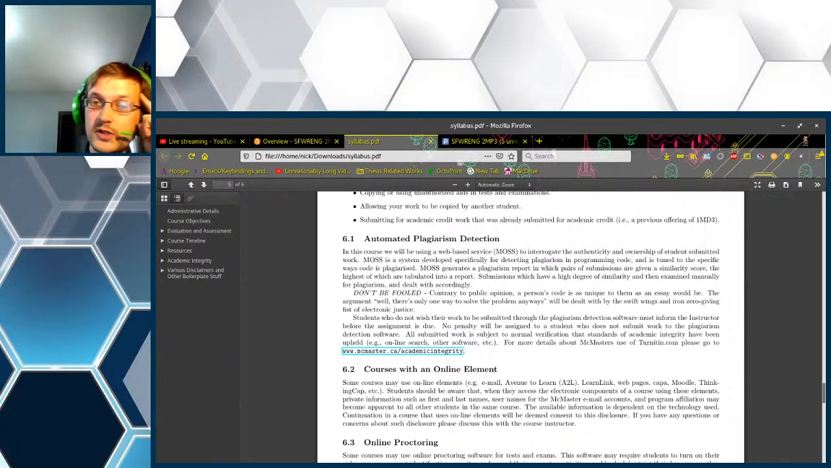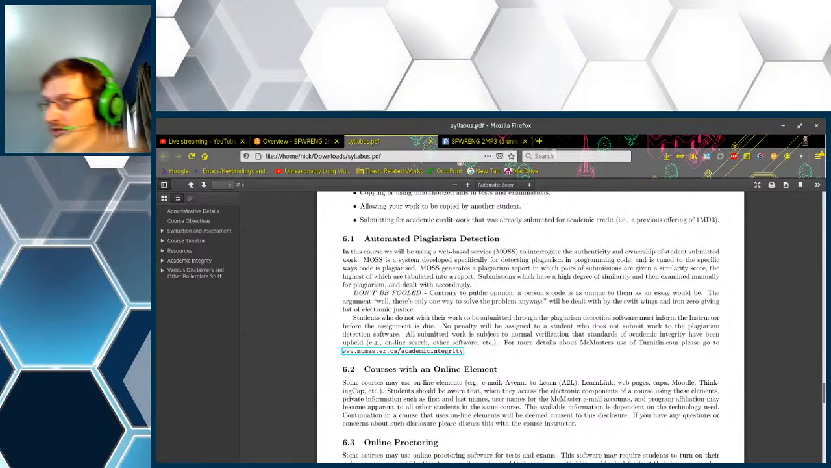Students who do not wish their work to be submitted through the plagiarism detection software must inform the instructor before the assignment is due. No penalty will be assigned to a student who does not submit the work to the plagiarism detection software. All submitted work is subject to normal verification that standards of academic integrity have been upheld. Example: online search, other software, etc. For more information about McMaster's use of Turnitin.com, please go to www.mcmaster.ca/academicintegrity. There you go.